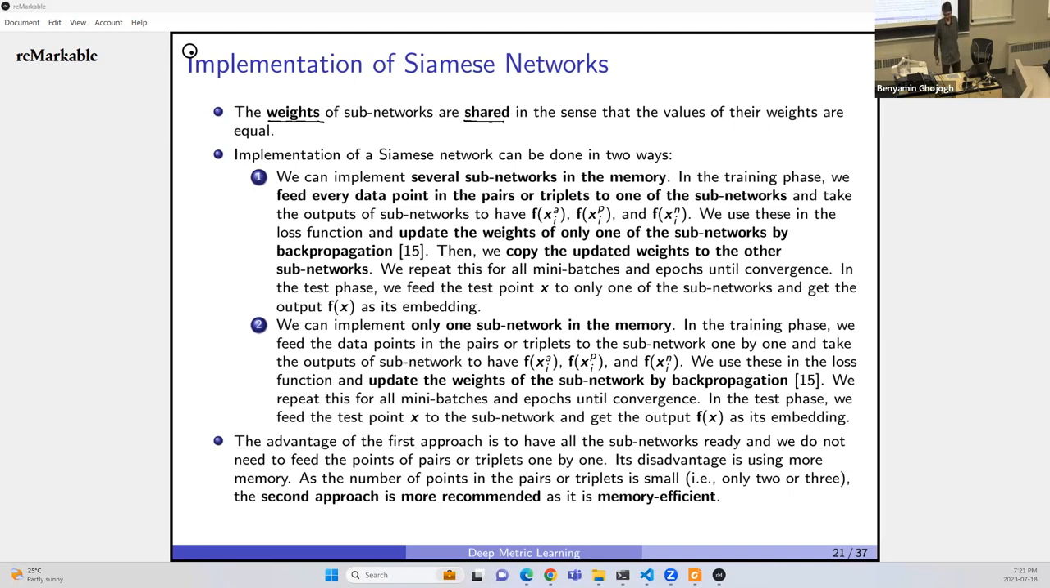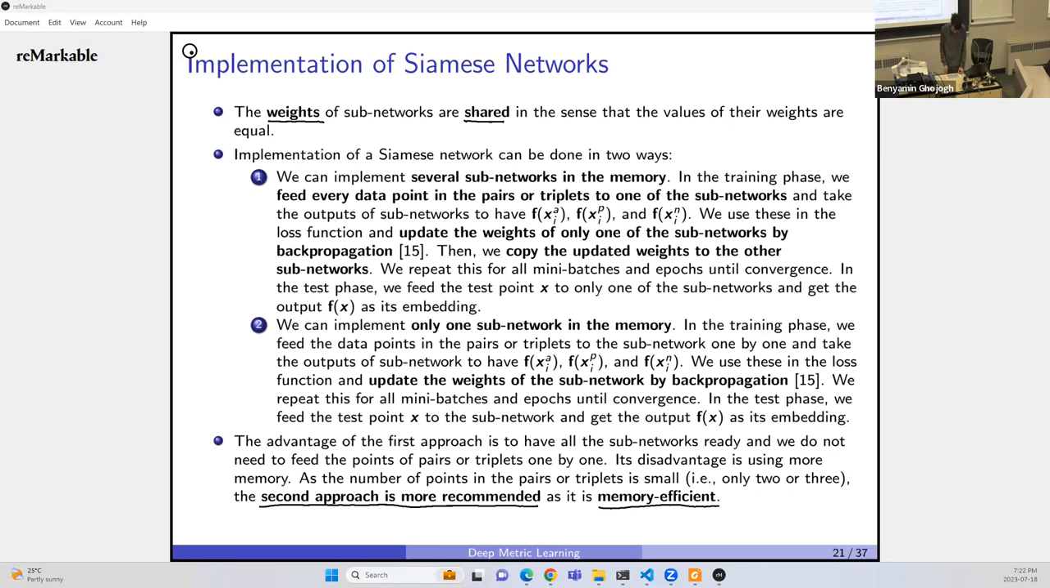There are two ways to implement a Siamese network in a computer. One way, which I think is a bit silly, is that we have three copies of the same network and we feed each of the anchor, positive, negative to these networks and we get the embeddings, right? But the wise thing is that we have one network, and we feed it three times. We feed the anchor to it, we get the output, then we feed the positive, and get the output, and then the negative, and get the output. As the number of anchor, positive, negative is only three or two, the time complexity is not a big deal. The second approach is more recommended, and it is memory efficient.